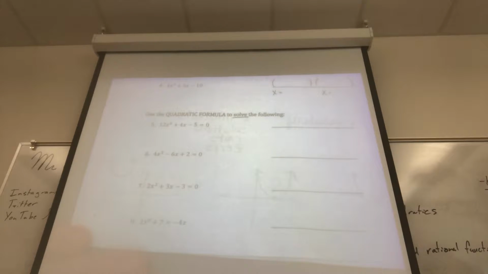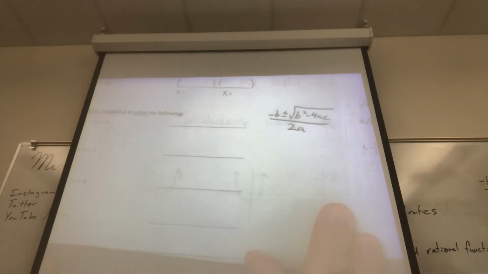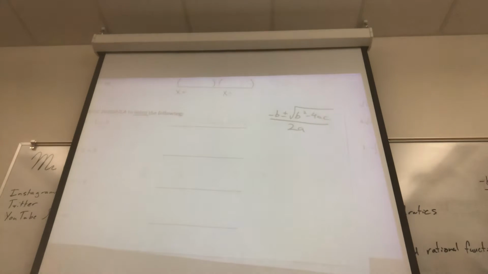Okay, down on the next part, the quadratic formula, using the quadratic formula to solve. The quadratic formula, I'm probably going to write it on the board anyway, but it's negative b plus or minus the square root of b squared minus 4ac all over 2a. I should scoot that over because you can't see it, but that's what it looks like. Negative b plus or minus the square root of b squared minus 4ac all over 2a.